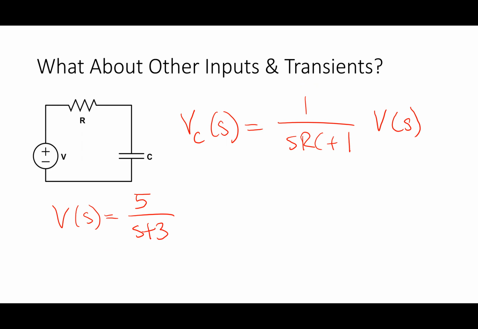Well, we'll solve for the current here in a second. It wouldn't quite be the same thing, but it would be similar, right? So what do I have here? V sub C of S equals this guy right here, 1 over SRC plus 1 times V of S, okay?